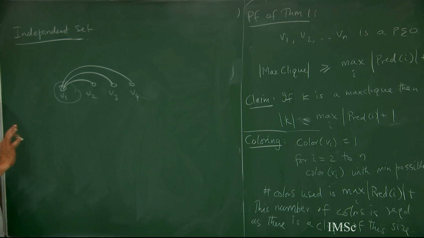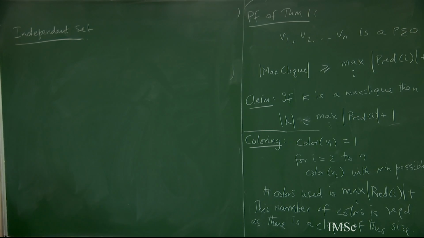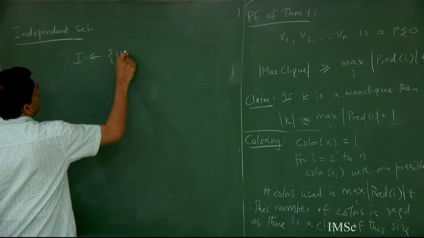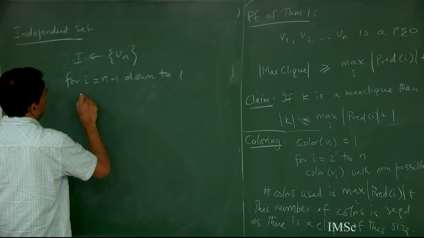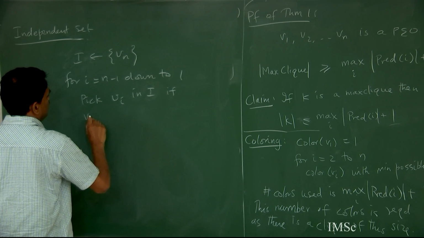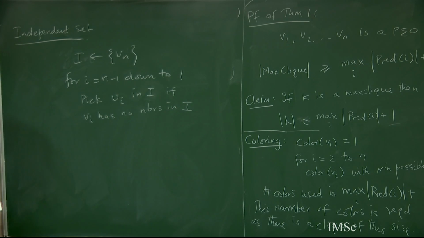But what works is if you go in the other direction. My independent set contains Vn, and then for i going from n minus 1 down to 1, pick Vi into I if Vi has no neighbors in I. So start with Vn included into my solution, and then keep moving in that direction. Pick the next vertex which doesn't have any neighbor among what I have picked and include it in my solution.